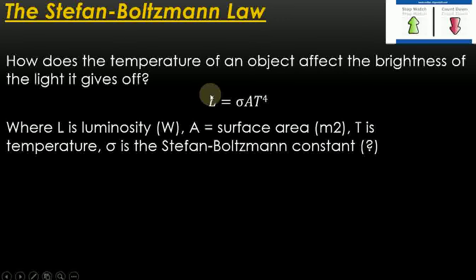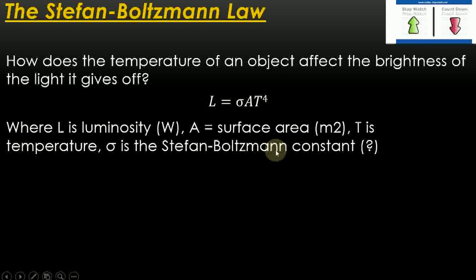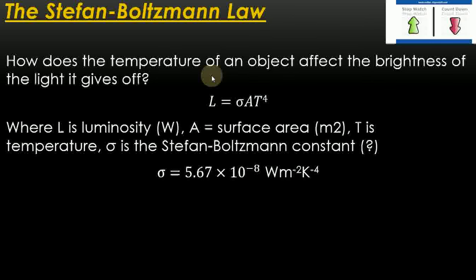So in this equation, we have L, which is represented as luminosity in watts, so that's the total amount of energy as light that's coming out. We have sigma, which is just a constant, and then it's related to the surface area of the star, and its temperature raised to the fourth power. And there's the Stefan-Boltzmann constant. It's 5.67 times 10 to the minus 8 watts per meter squared per Kelvin to the power -4.